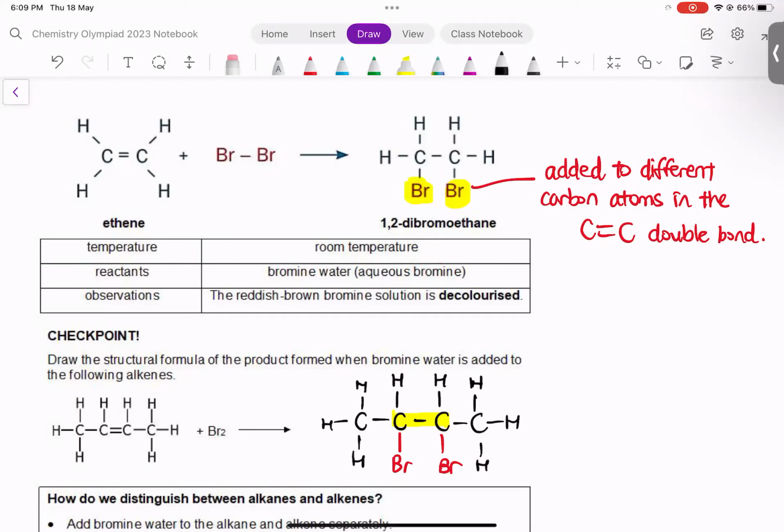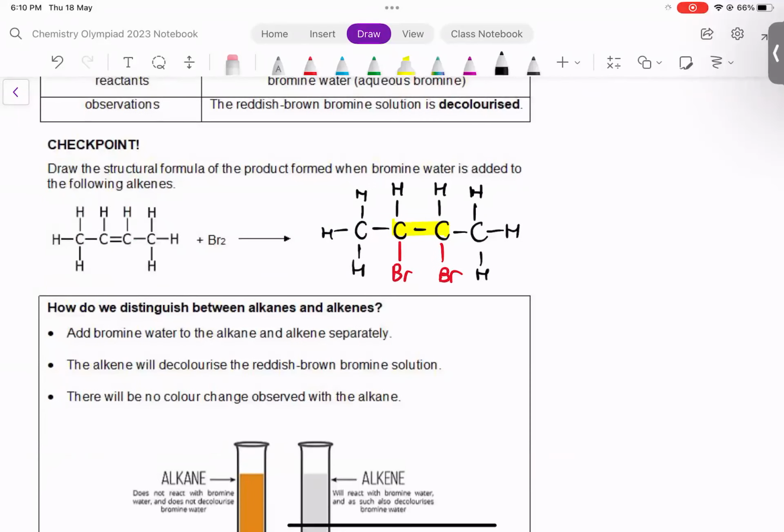Okay, and that is the final structural formula of the product formed when bromine water is added to the following alkene. All right. Now, this reaction by adding aqueous bromine is actually very useful because this is how you can distinguish and differentiate between alkanes and alkenes. Alkenes will react with aqueous bromine, so it will decolorize reddish brown aqueous bromine from reddish brown to colorless.